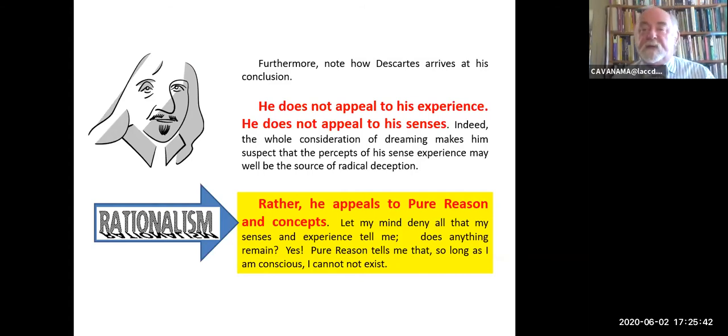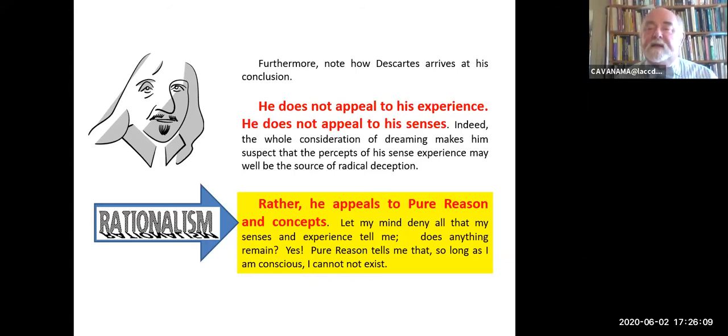Does he appeal to his experience? No, he says experience can deceive us. Dreams and illusions and all that kind of stuff. He doesn't appeal to his senses. But hold that thought, by the way, because we're going to see that just because one takes a rationalist position, for example, to be skeptical of what senses can tell us, does not mean that one is oblivious to the existence of sense experience. Descartes is going to talk about that later when we come to read his meditations. We'll see how that works.